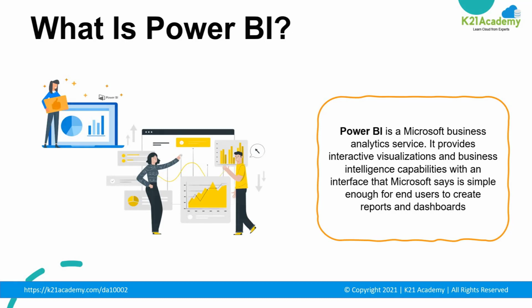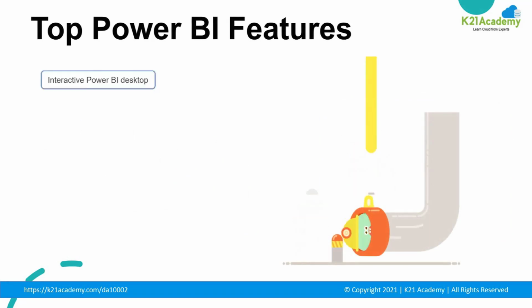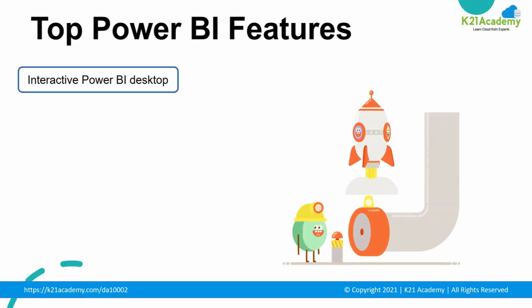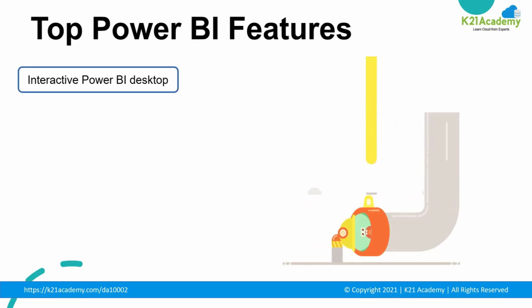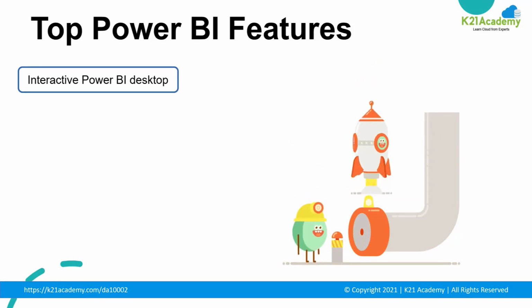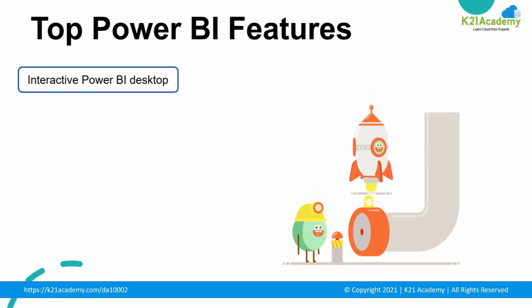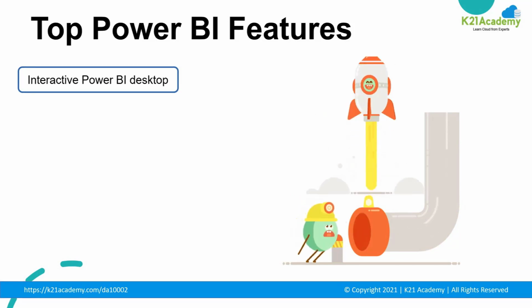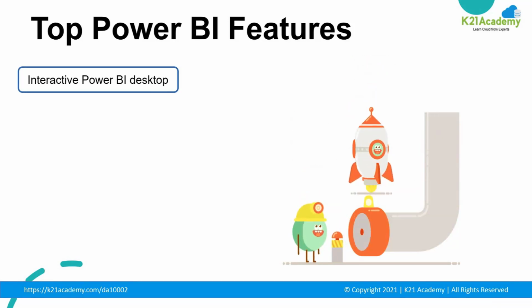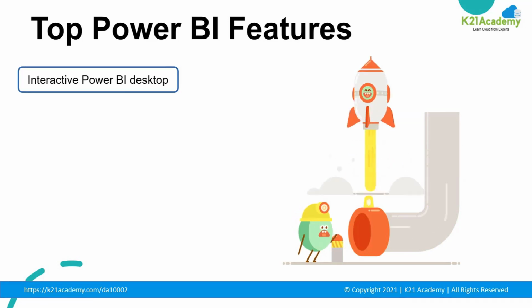So let's see some of the top features of Power BI. The first one is the interactive Power BI Desktop. You will see when we move down to the part where we implement Power BI that the desktop is interactive. What this means is if you change one particular value, the neighboring values change.